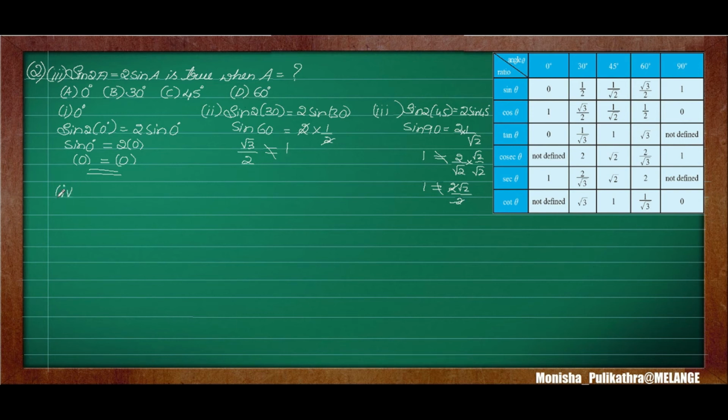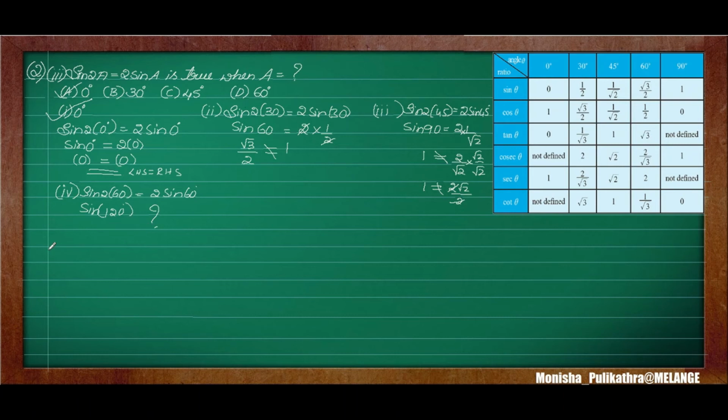Next, the fourth one. Just for your understanding I am simplifying everything. The answer is 0 itself. I will be substituting 60. Sin 2 into 60 is equal to 2 sin 60, where it will become sin 120. It is not a standard ratio here, so we don't know the ratio for sin 120. So it is also not an option. The answer is 0 degree. When you substitute 0 degree, it will become 0 is equal to 0, that is LHS is equal to RHS. So this is the most appropriate answer for this.